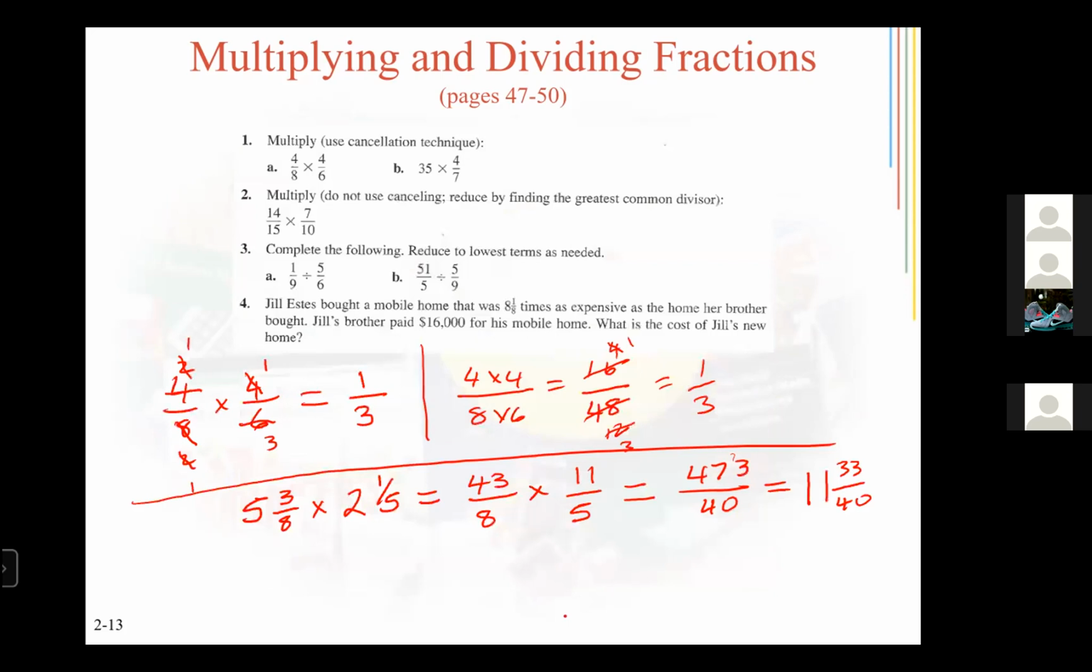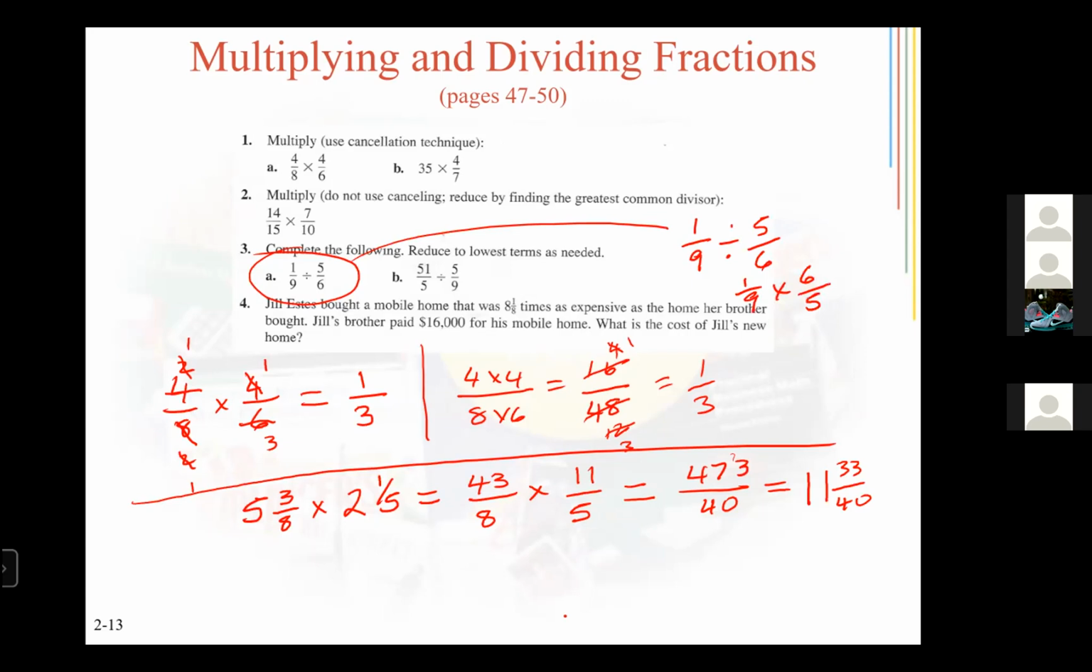Okay. So once you invert it, then you can go ahead and treat it just like a multiplication. So if you look at this one here, it's 1/9 divided by 5/6. So when you divide that, you're going to write it over as 1/9 times 6/5.